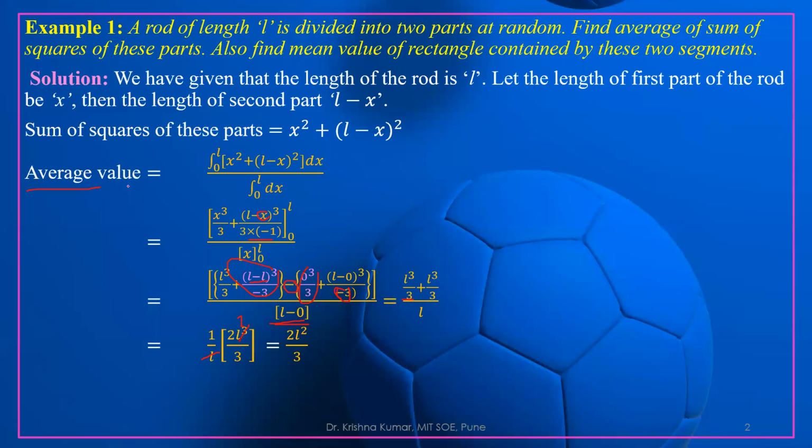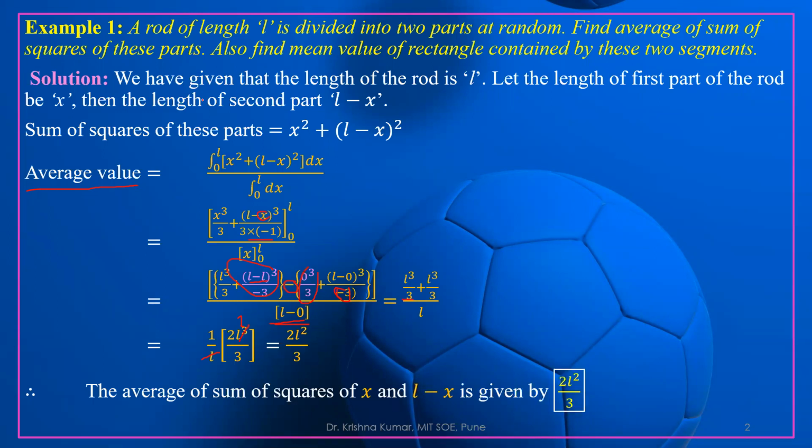So now what is this? This is the average value of the sum of squares of these two parts. So the average of the sum of squares of x and L minus x is given by 2L square by 3. So now let us see, this is a rod of length L. And now we are breaking this into two parts. The first part is x, suppose this is x, and the second part is L minus x. Now we have to find out its square.